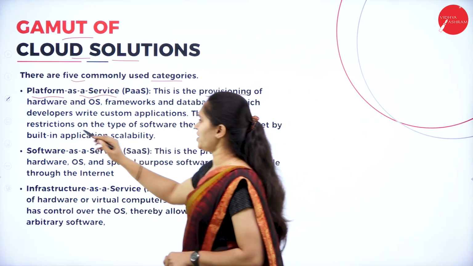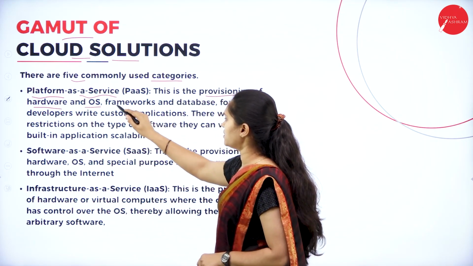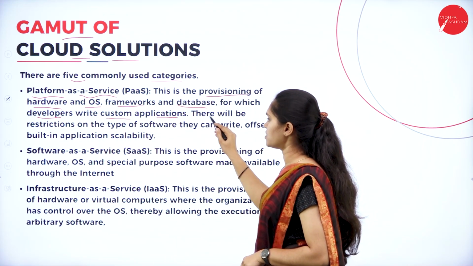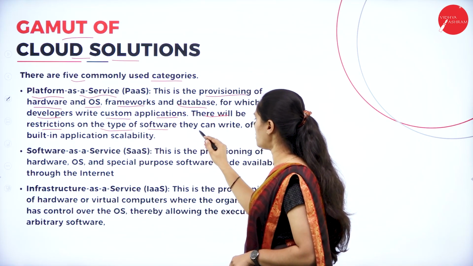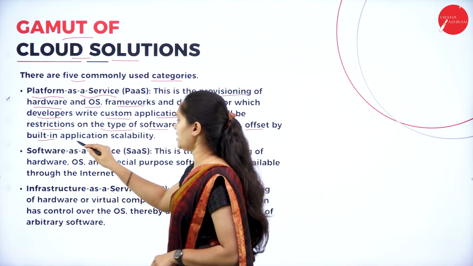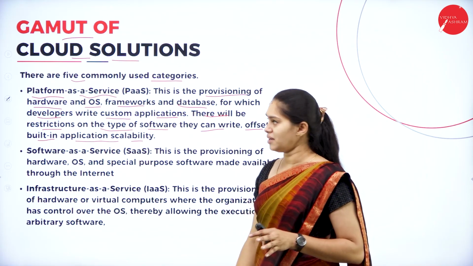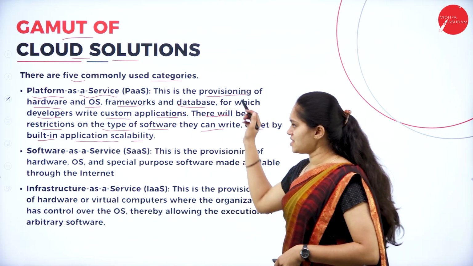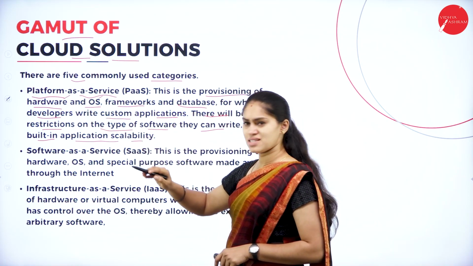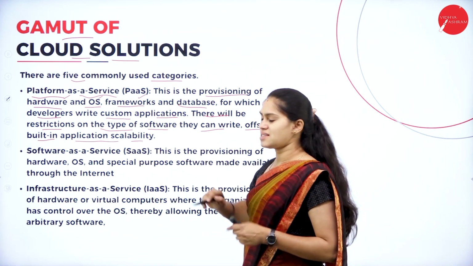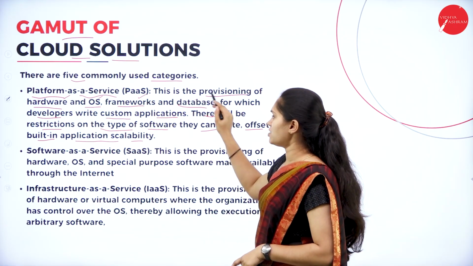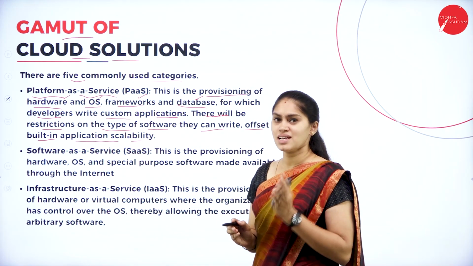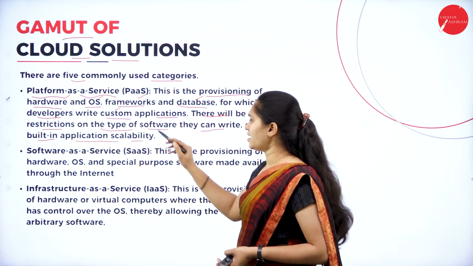So this is provisioning of the hardware and operating system, frameworks and database for which developers write custom applications. There will be restrictions on the type of software they can write, offset by built-in application scalability. What it means? PaaS in the sense platform as a service. So they are rendering some services which is related to what? Hardware, operating system, and it is giving a framework, that is some structures of the cloud it is giving, and also we have a database. Okay, so this is going to be used by the developers in order to write a custom application.